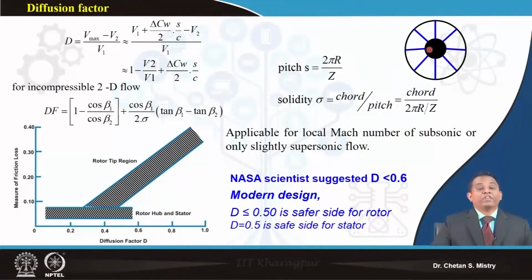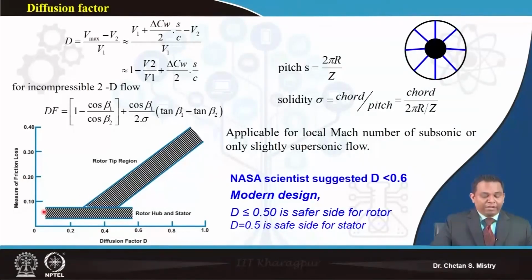So, I will have a variation of my diffusion factor all the way from hub to shroud, or hub to tip. This is the compilation of data that was proposed by NASA. In NASA SP36, they plotted this, and it represents my diffusion factor and my frictional losses. Basically, they have correlated the separation process, or losses, in terms of friction losses.